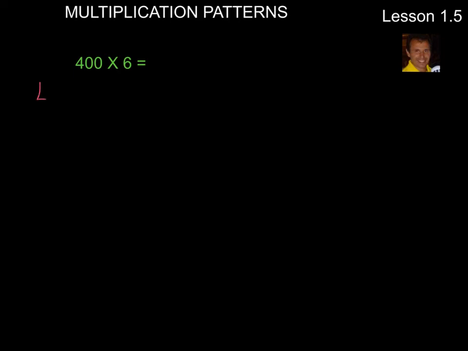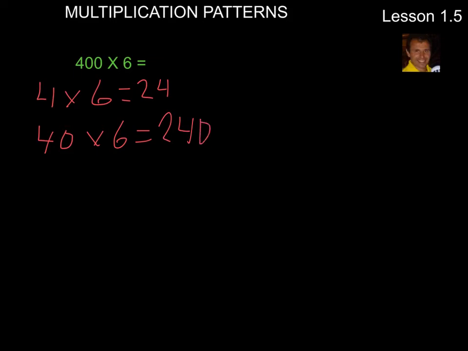4 times 6, which is equal to 24. And if we continue with this pattern, we can add a 0 to 40 times 6 to get 240. And then that brings us to the problem they asked us to solve. 400 times 6 is 2,400.